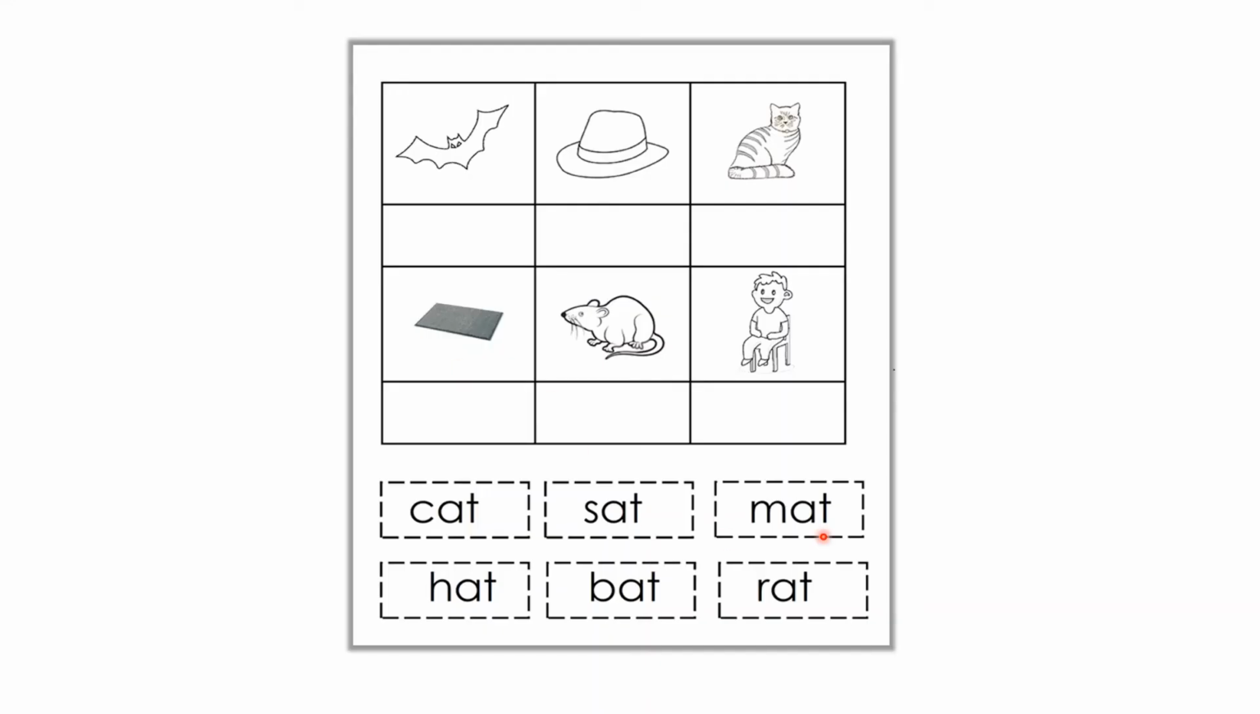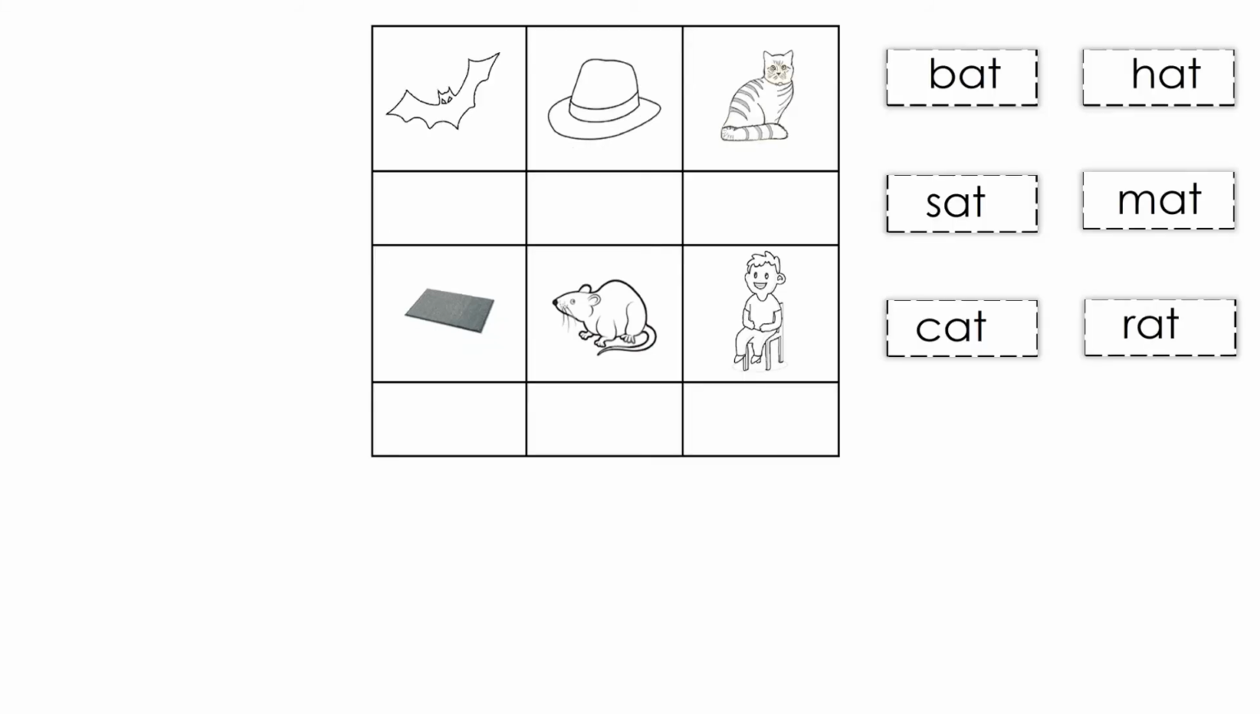Do you have this worksheet with you? You are going to cut this worksheet, these words around the dotted line, and keep all your cutouts next to it, like this. And then we are going to match these words with their picture. Let me show you.